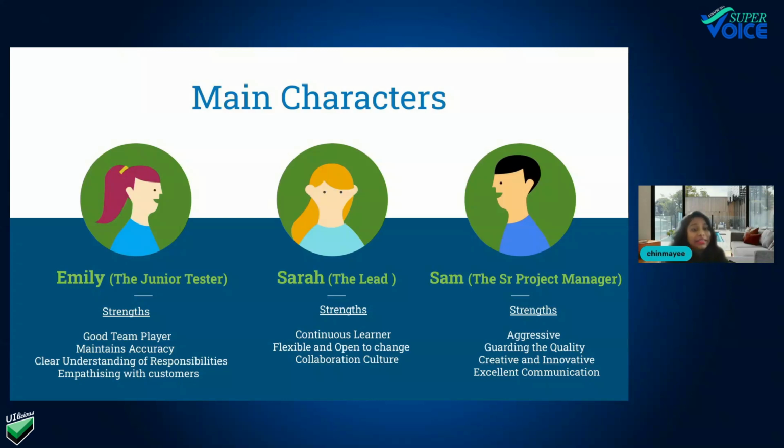Sarah is the team lead. She has over a decade of experience. Her strengths include that she is a continuous learner, she is flexible and open to change, and her strength is the collaboration culture. The third in the picture is Sam, the senior project manager, having like 2 decades of experience in the industry. His strengths include that he is aggressive, but aggressive here means in a positive manner. He is on a conquest of guarding the quality. He is creative, innovative, and an excellent communicator. With this, now let's move on to the story of Emily.